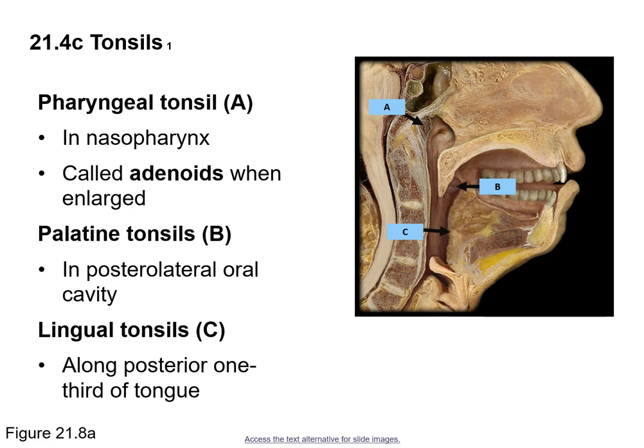So you may have heard of adenoids. You then have two palatine tonsils. So B here is your palatine tonsil on the left, and there'd be a matching one on the right. And then you have paired lingual tonsils as well, along the posterior inferior margin of the tongue.